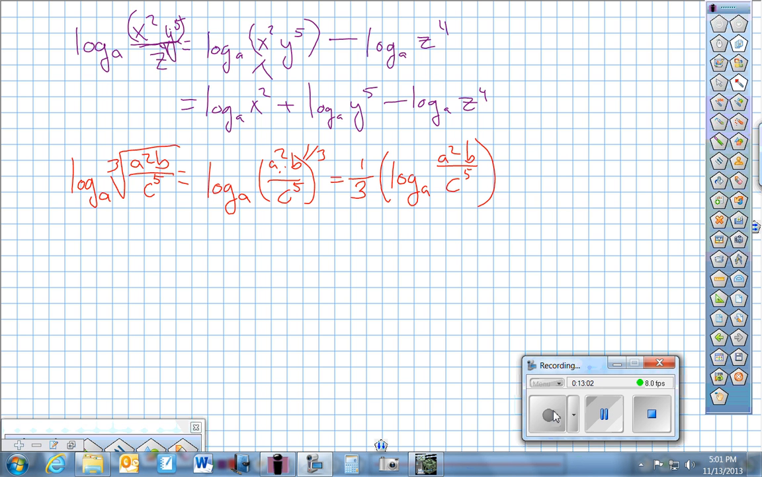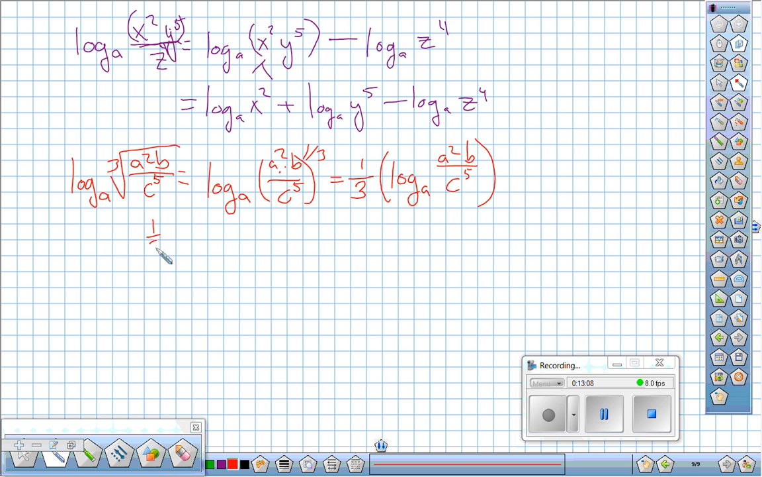And then I just realized that I forgot to do one more step on this top one, but we'll go back and do that in a second. So I have 1/3 out front of everything. My bottom piece is the division, so that's going to be the subtraction piece that I'm going to do first. So I have log base A of a squared b minus log base A of c to the fifth in parentheses.